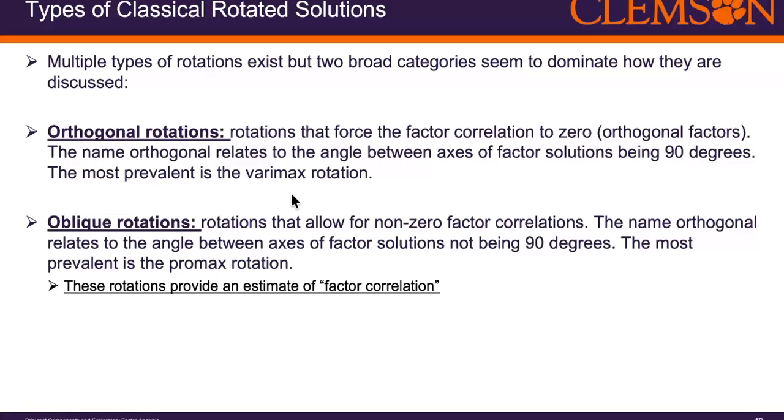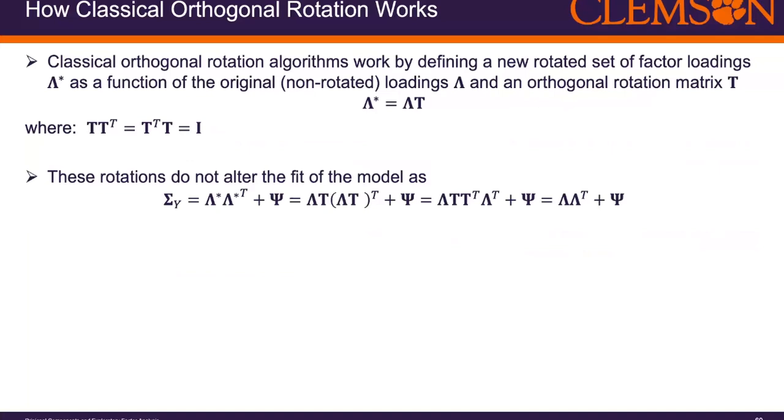And then there are oblique rotations, rotations that allow for non-zero factor correlations. The most prevalent one that we hear is the word Promax for this. And these also do estimate what we call an estimate of the factor correlation itself.